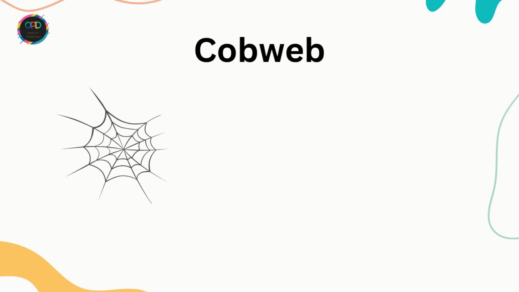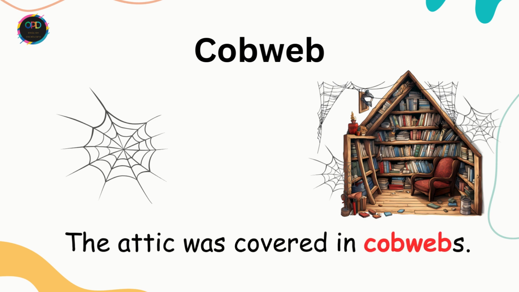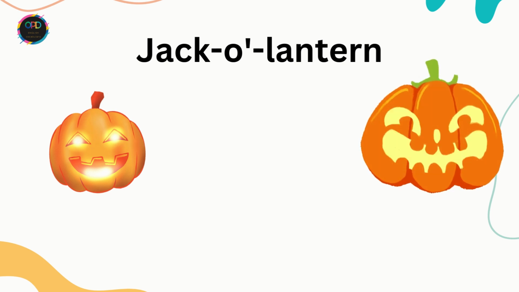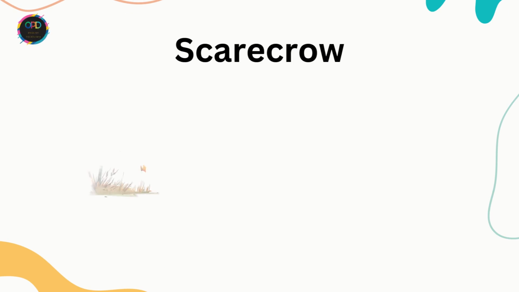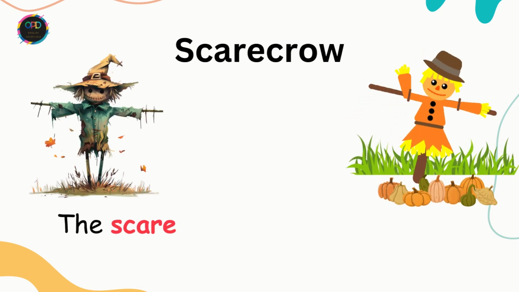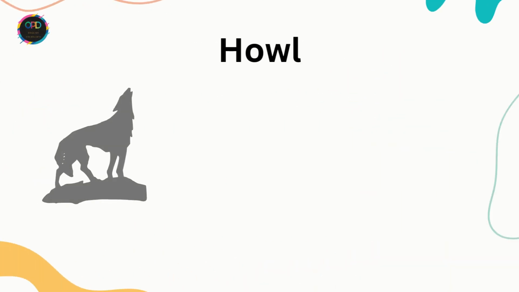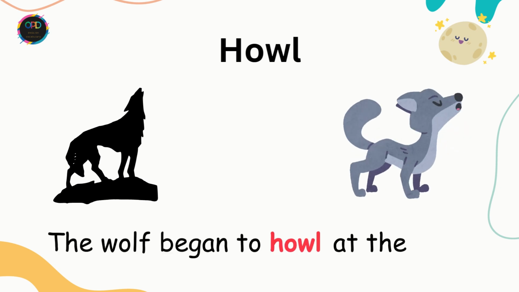Cobweb. The attic was covered in cobwebs. Jack-o'-lantern. We lit a candle inside the jack-o'-lantern. Scarecrow. The scarecrow stood guard in the pumpkin patch. Howl. The wolf began to howl at the moon.